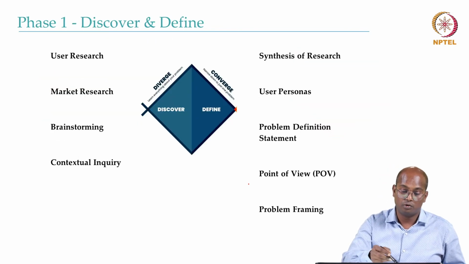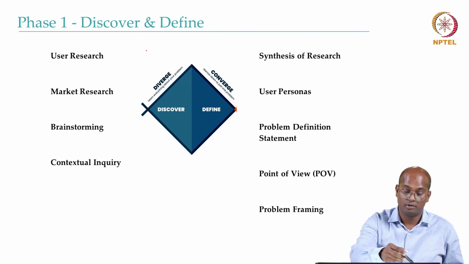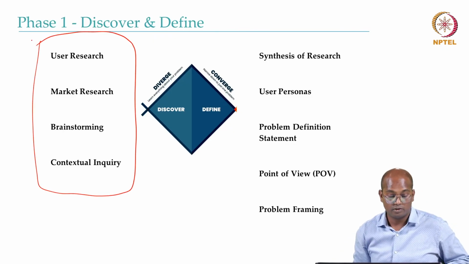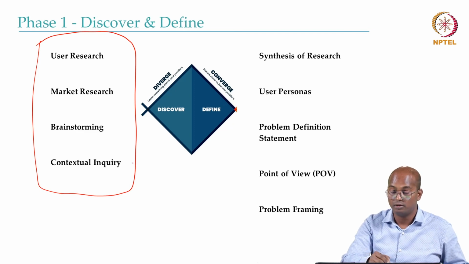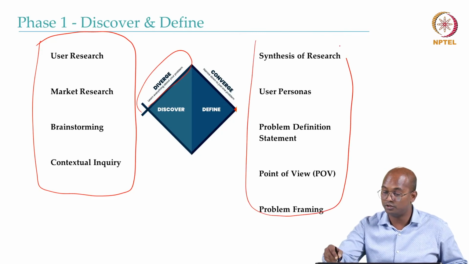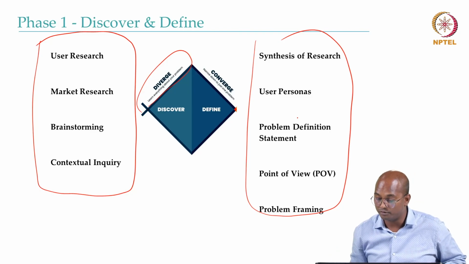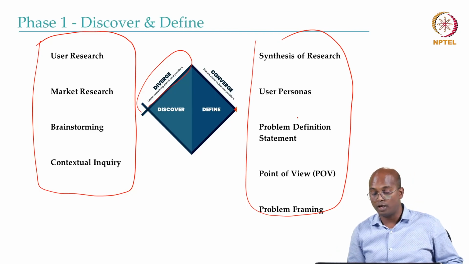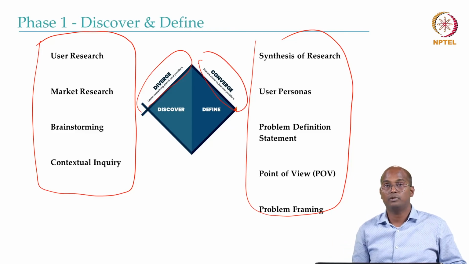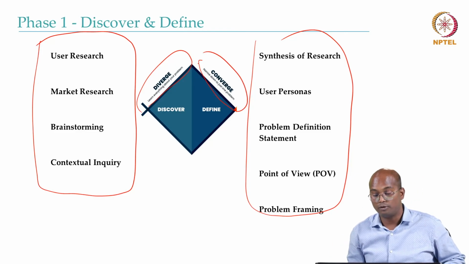So this is how it looked. You can see that you have user research, market research, brainstorming, contextual inquiry. Using these methods, you come up with learning everything about the problem, and then using the techniques of synthesis of the research, user persona, problem definition, point of view, and problem framing, you can narrow down to probably just one problem or a few that you can solve.